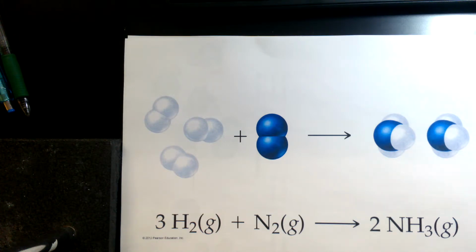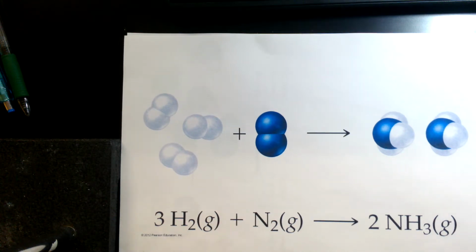So let's take a look at this reaction here. This is often called the Haber process for the synthesis of ammonia. The balanced equation is 3 moles of hydrogen gas are needed to react with 1 mole of nitrogen gas, and in doing so you'll produce 2 moles of ammonia gas.